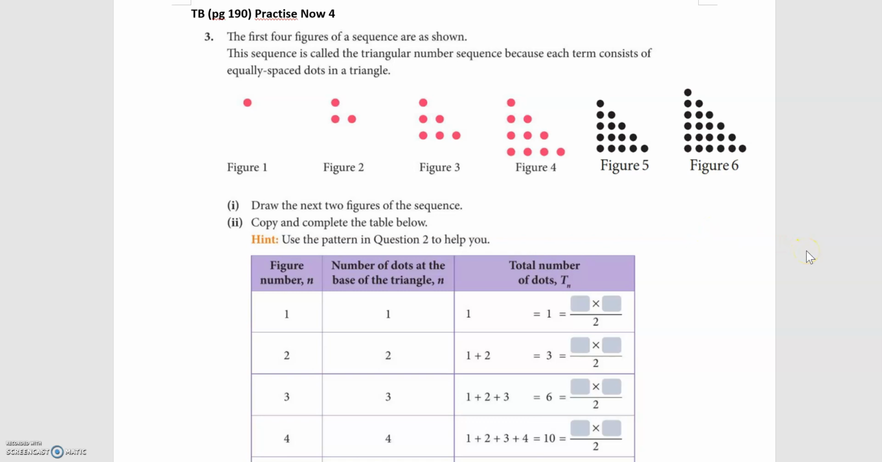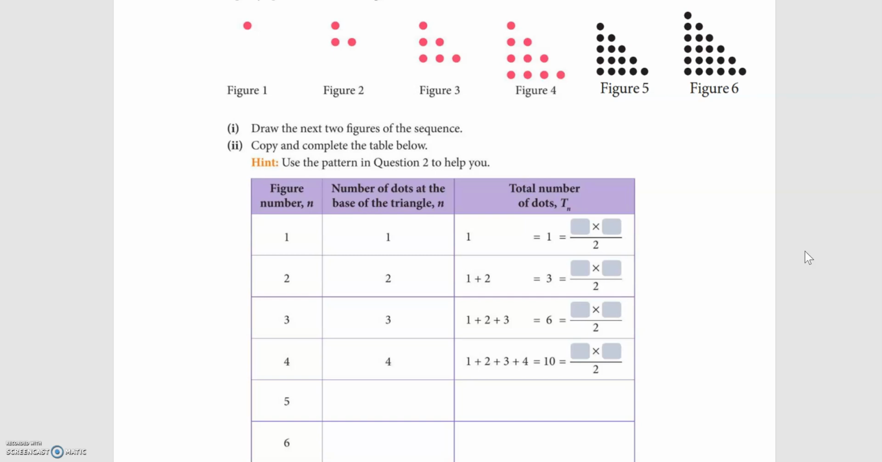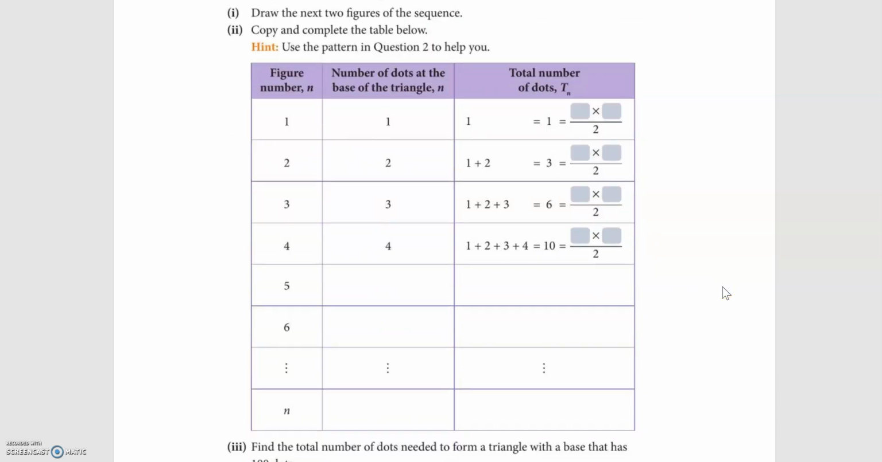Part 2 wants us to copy and complete the table below. So we can use the pattern in question 2 to help us a little bit. That was the question that we have done previously. For the first figure, the number of dots at the base of the triangle is 1. It will increase as the figure number increases. So let me fill this in. The base will have 5, 6. For n, it will be n.